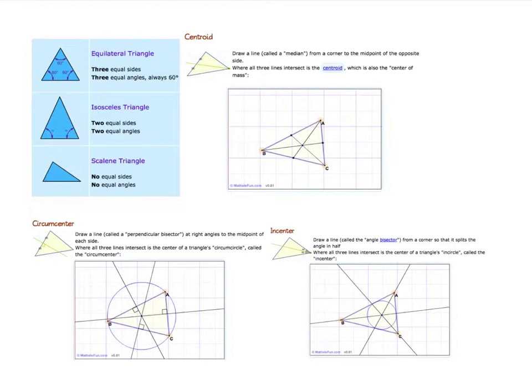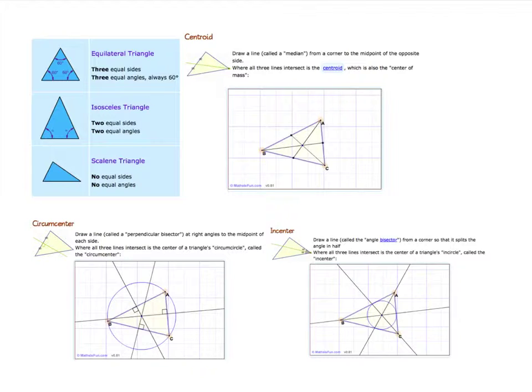Okay, some other things that we need to know about this section are the differences between equilateral, isosceles, and scalene triangles. An equilateral is always going to have 60-degree angles inside. An isosceles triangle has two equal sides and the base angles are equal. And for a scalene, there's no equal sides and no equal angles.